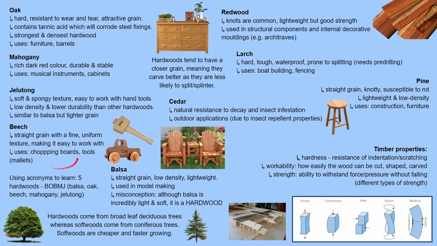Okay, and then beech is the final hardwood I'm going to talk about. Has a straight grain with a fine uniform texture, making it easy to work with. It's used in mallets. It's used in children's toys. Used in chopping boards. Beech is quite a hard material, and it has a slightly lighter color compared to oak and mahogany.